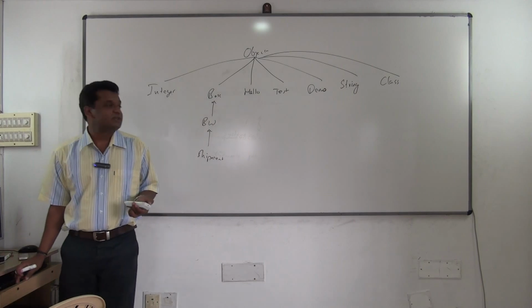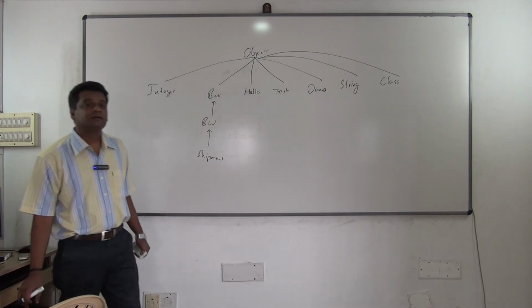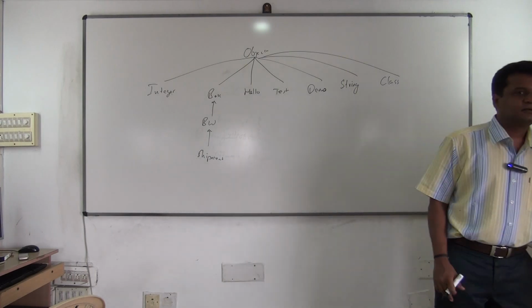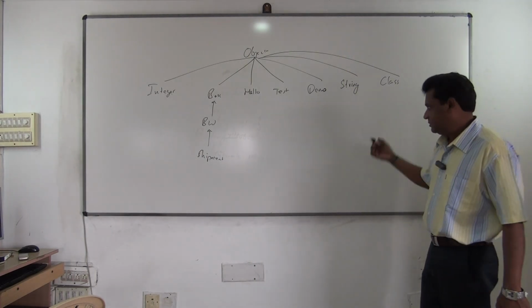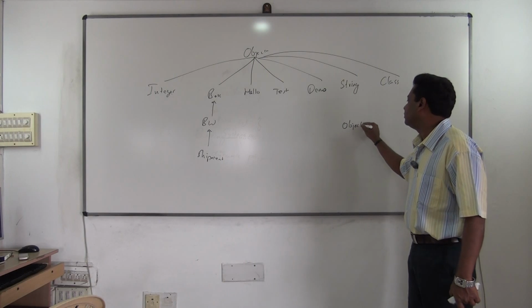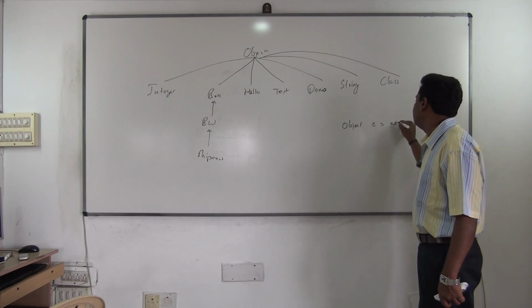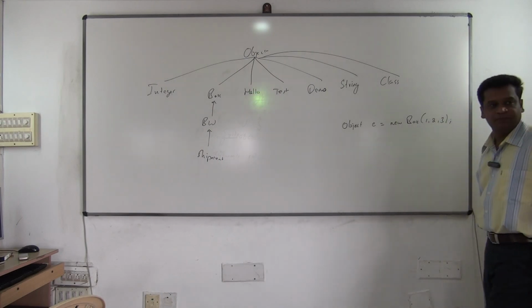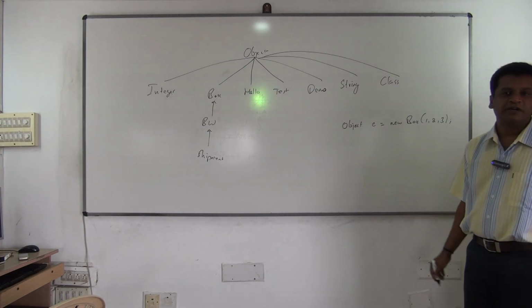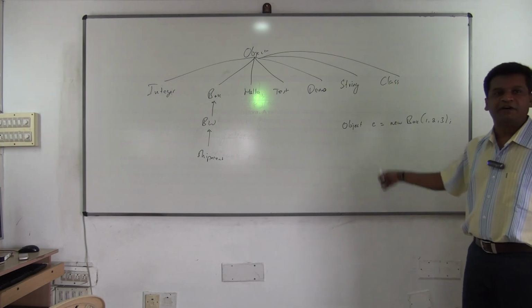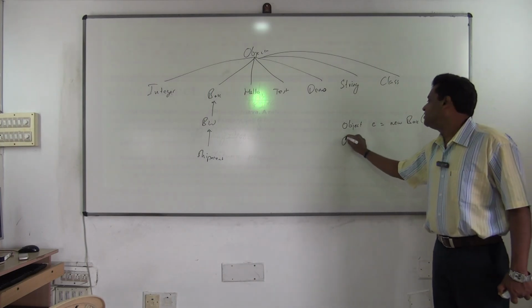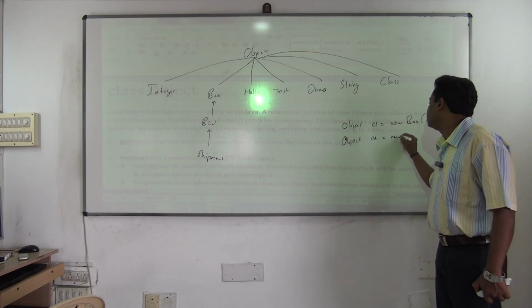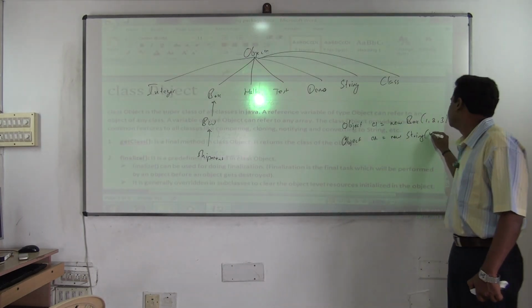Now, since it is a superclass, what can happen? Since it is a superclass, it can refer to any subclass object. All are subclasses of which one? This one. So this code is highly valid now. If I write Object E = new Box(1, 2, 3), it is highly valid. A superclass variable can refer to a subclass object, that is dynamic polymorphism. Or Object E1, Object E2 = new String is also valid.